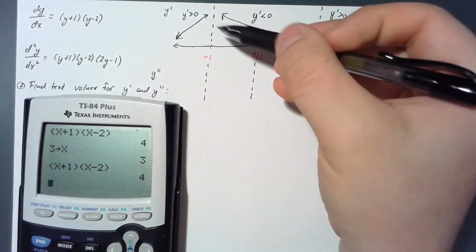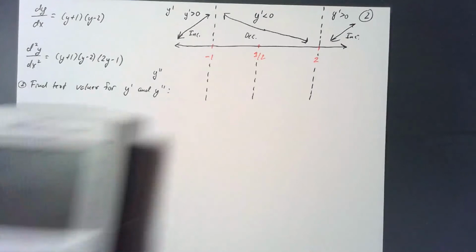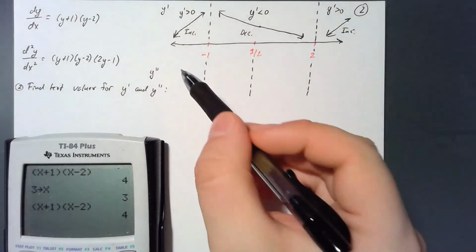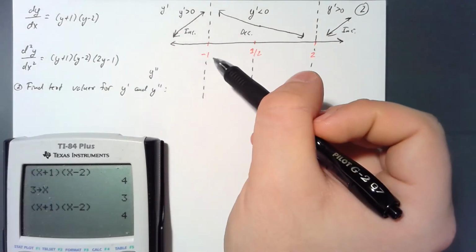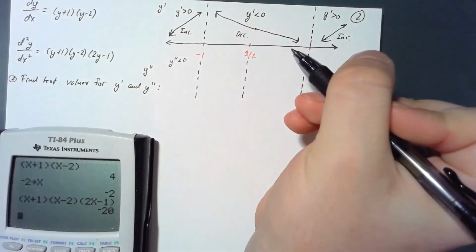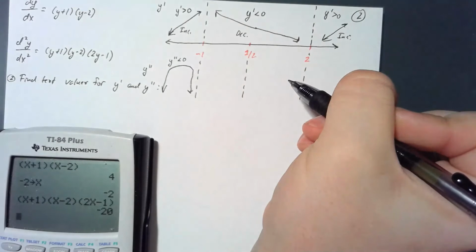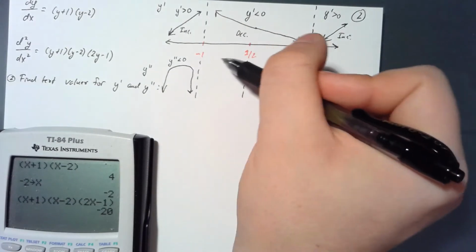Alright, so now I know this is increasing, decreasing, increasing. Now do the same thing for each of the 4 sections for the second derivative and plug it into the second derivative. So a value less than negative 1, I'll use negative 2 again. But this time I'm plugging it into here. So x plus 1 times x minus 2 and 2x minus 1. And that gives me negative 20, which means the second derivative is negative, which means this is concave down.